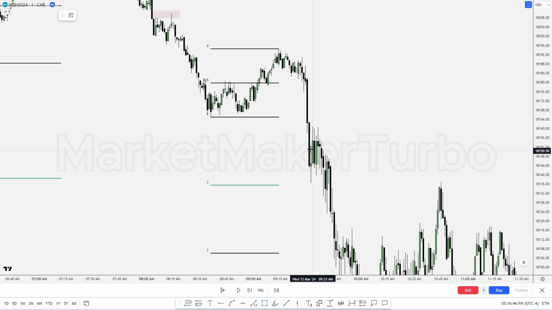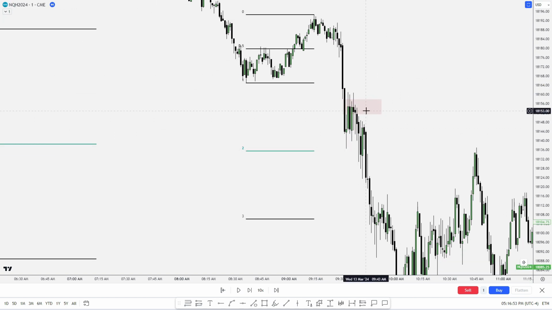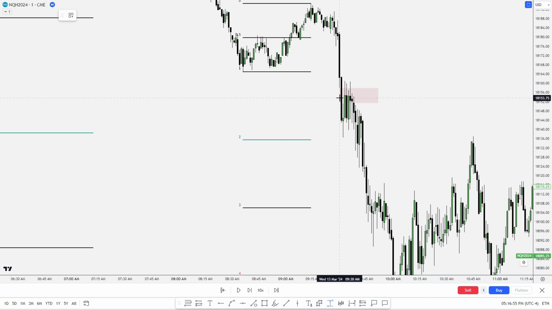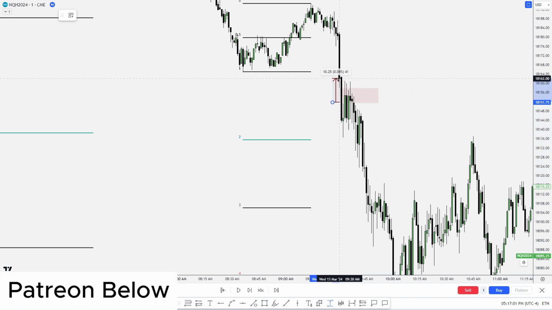So 930 SIBI was here for a short. Offering you 45 points, risking around 10 to 11. This should stay open as a breakaway.